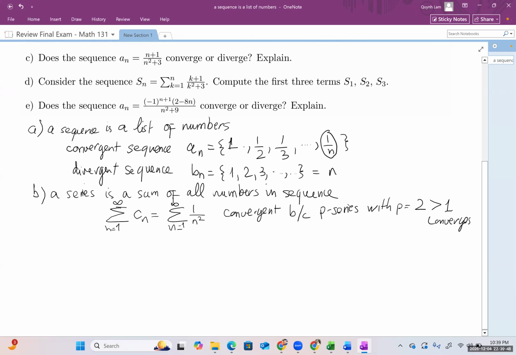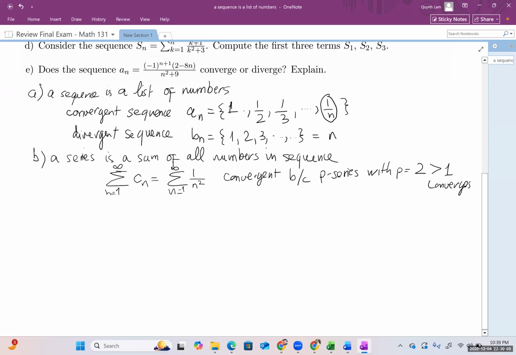You can use any other series that you know for sure is convergent, but I would suggest using a p-series as the easiest one. You can go with 1 over n cubed, 1 over n to the 4th, something with the power greater than 1. That's going to be great.